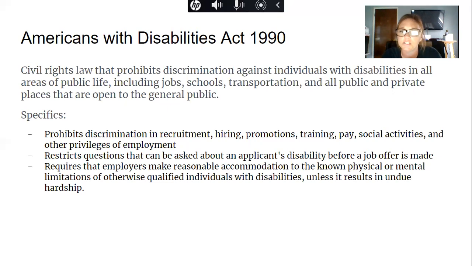It restricts questions that can be asked about an applicant's disability before a job offer is made. It requires that employers make reasonable accommodations to the known physical or mental limitations of otherwise qualified individuals with disabilities, unless it results in undue hardship. So it's kind of like what I touched on already. But this was big, and it was one of those big sweeping pieces of legislation.